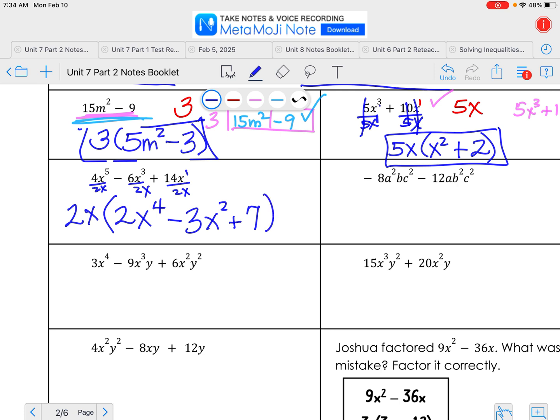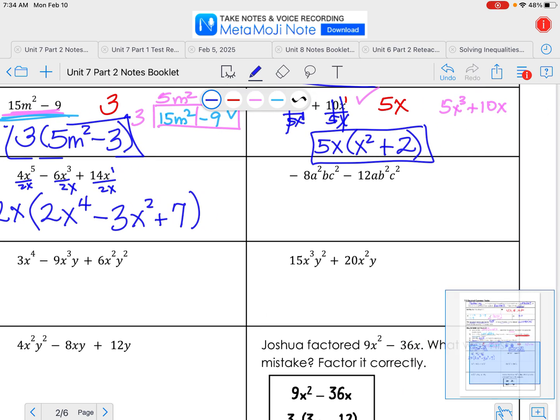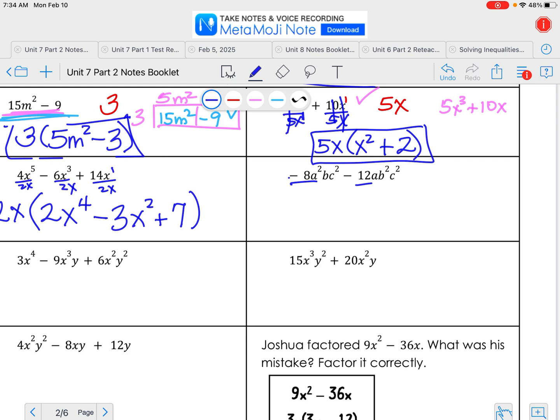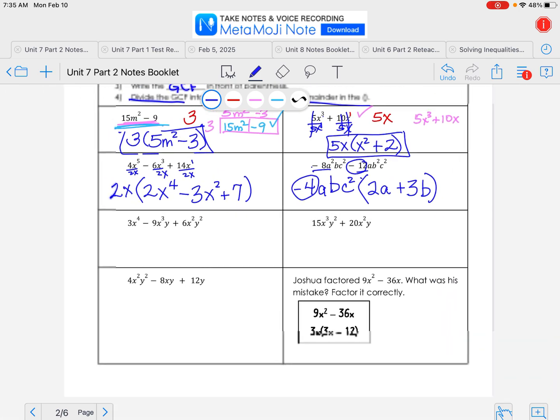Let's do some that have more than one letter. So this one, -8 and -12 have a -4 in common. Now, they both have a's. The smallest exponent is 1. They both have b's. The smallest exponent is 1, and they both have a c squared. So when I divide this, I get 2a, because the bc squared cancels, plus, because -12 divided by -4 is +3, the a's cancel, the c squareds cancel. There's just a b left. And if you're not sure you did it right, you can multiply through and check your work.